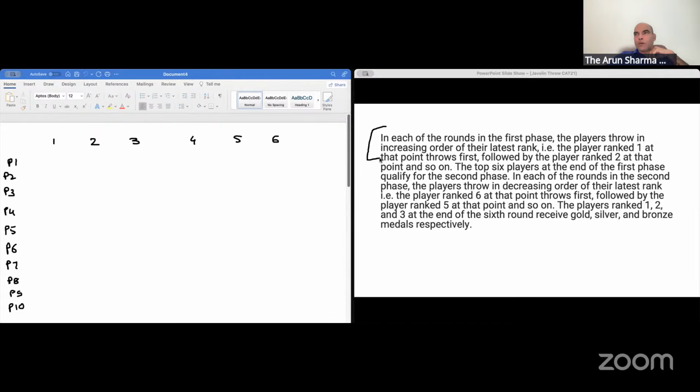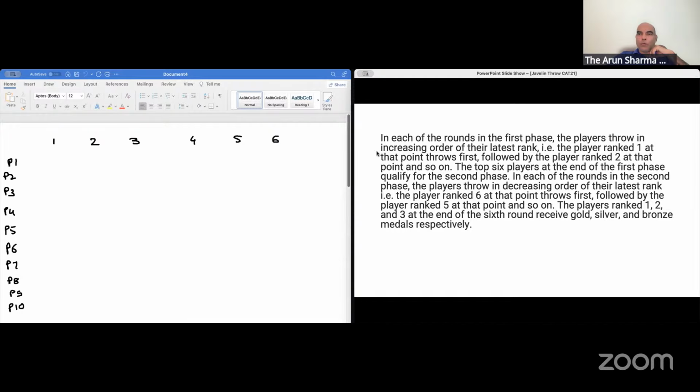In each of the rounds in the first phase, the players throw in increasing order of their latest rank. That is, the player ranked 1 at that point throws first, followed by the player ranked 2 at that point, and so on. The top 6 players at the end of the first phase qualify for the second phase. In each of the rounds of the second phase, the players throw in decreasing order. That means the player ranked 6 throws first, followed by the player ranked 5, and so on. The players ranked 1, 2, 3 at the end of the sixth round receive gold, silver, and bronze medal respectively.